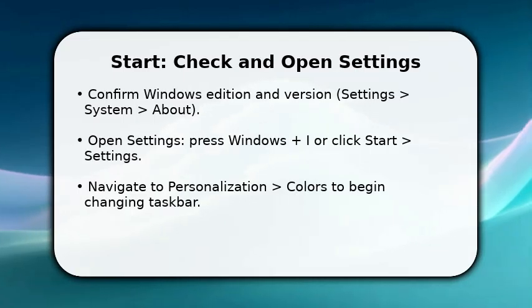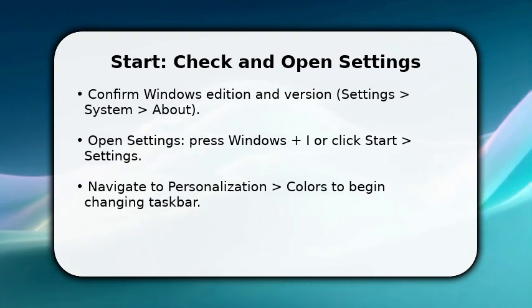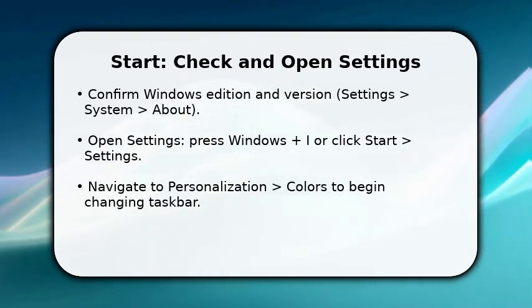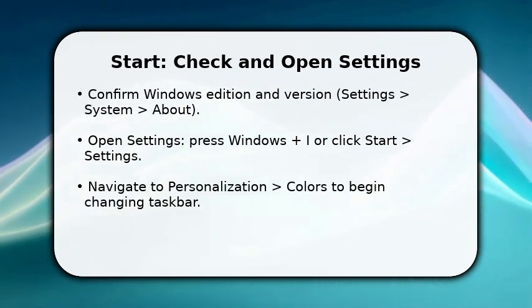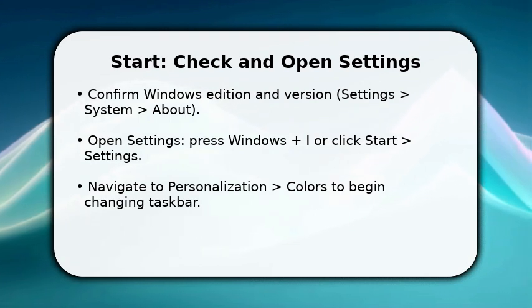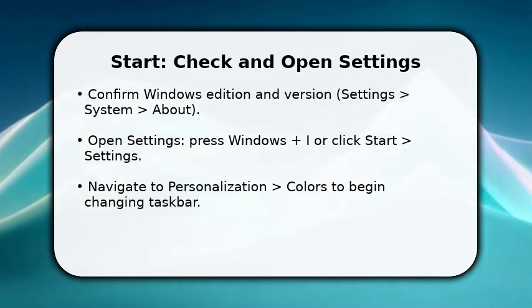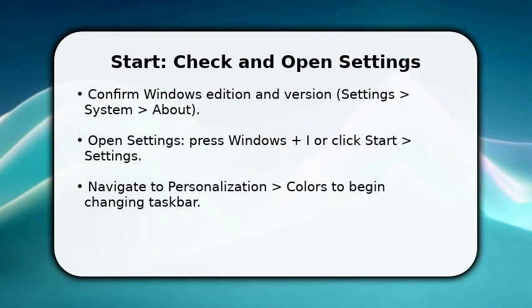You'll first verify your system and open settings so changes apply correctly. You need Windows 10/11 support. Once confirmed, press Windows + I to open settings immediately. Then go to Personalization and select Colors. This is where Theme, Accent, and Transparency live.